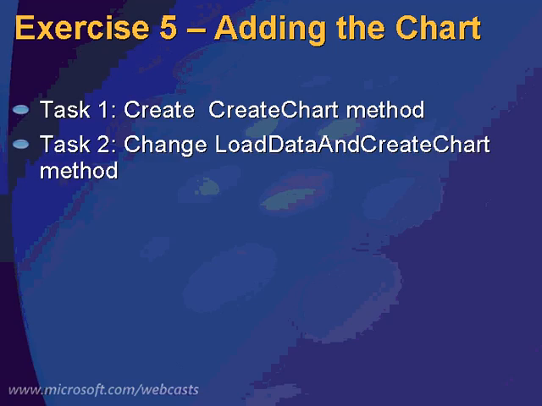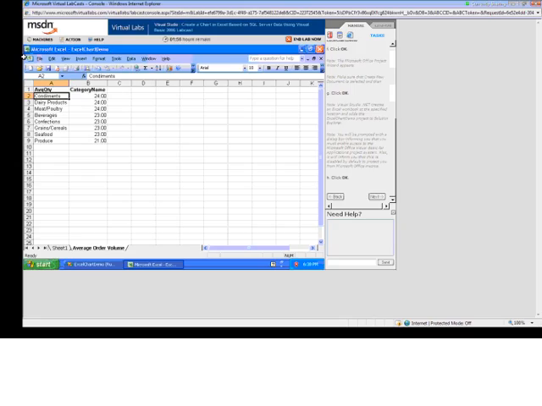There we go. Exercise 4 is done. Now it's time to move on to exercise 5. Exercise 5 will be adding the chart. It will be 2 tasks. The first one will be create the create chart method, and the second one is change the load data and create chart method. So pretty much add a method, and change one of our previous methods to incorporate the new method that we just added, which was create chart.